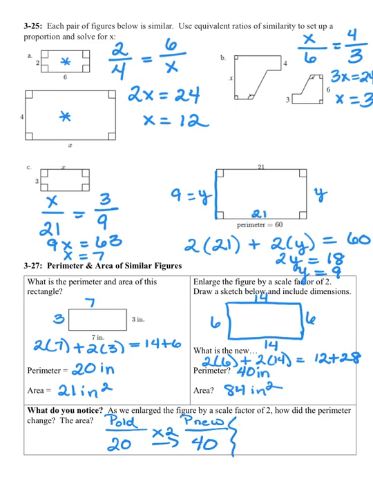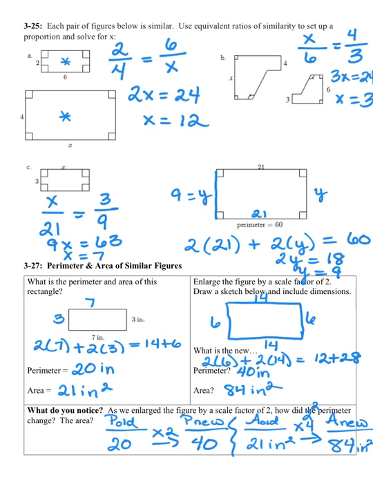Let's take a look at the area, okay? The area of the old rectangle was 21 square inches, and the area of the new rectangle is 84 square inches, okay? What's the connection there? Well, to get from 21 to 84, we actually have to multiply by 4, which is 2 squared.